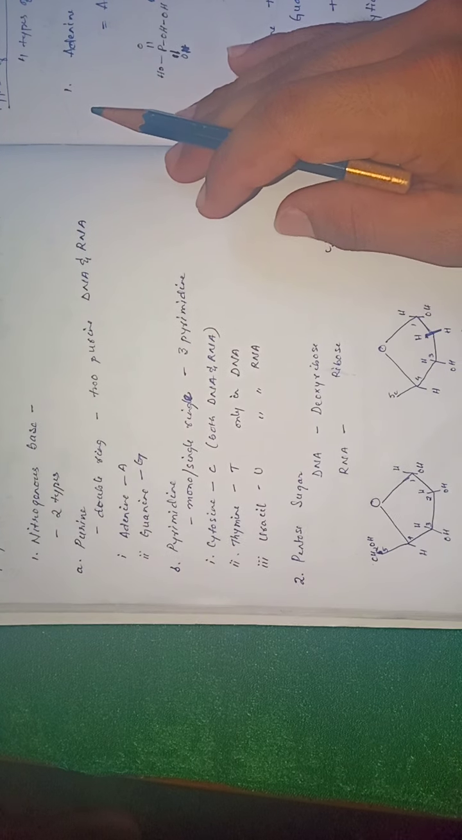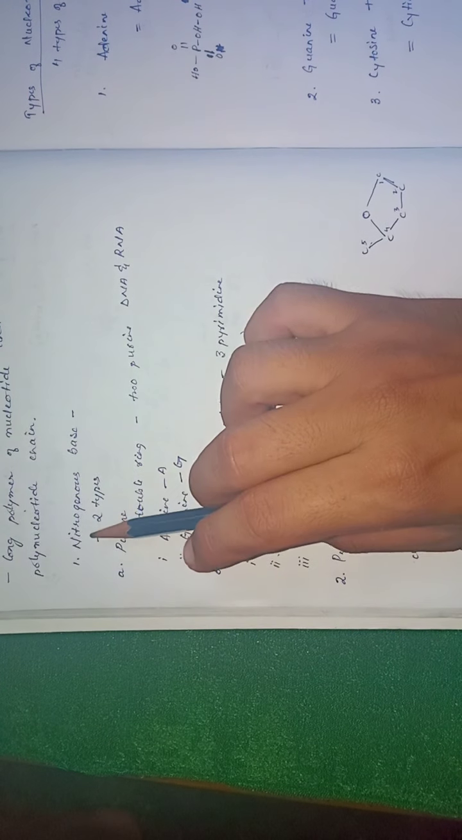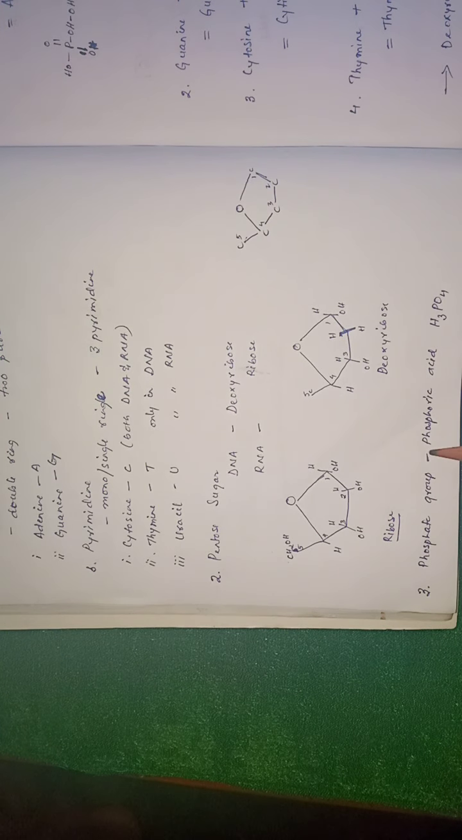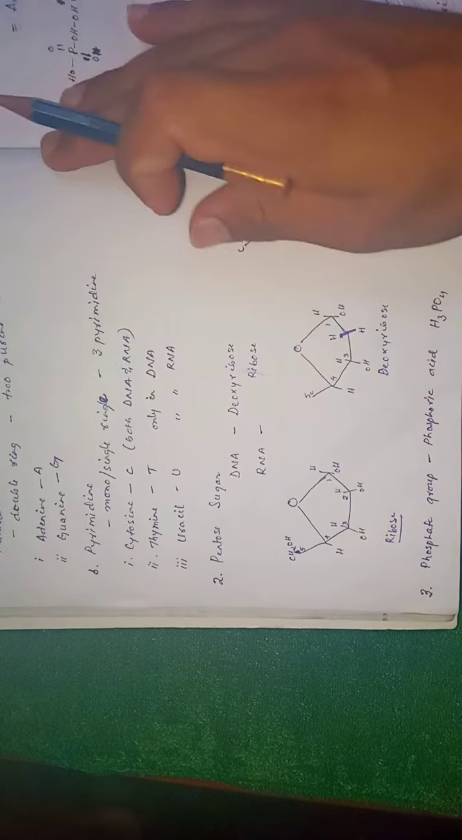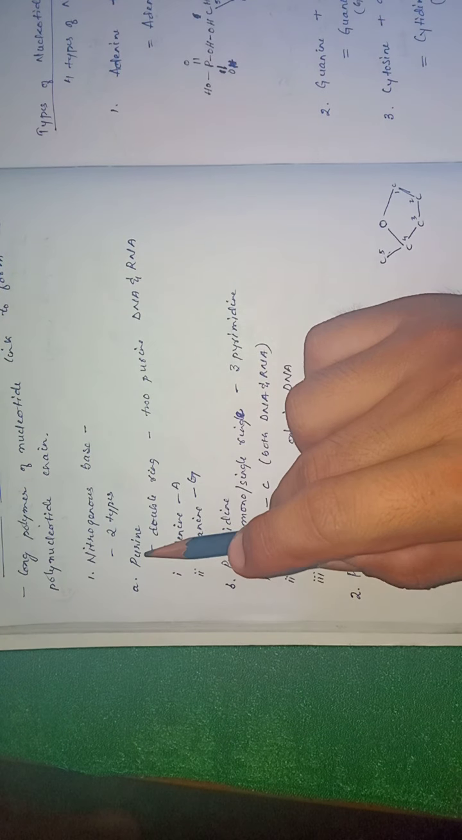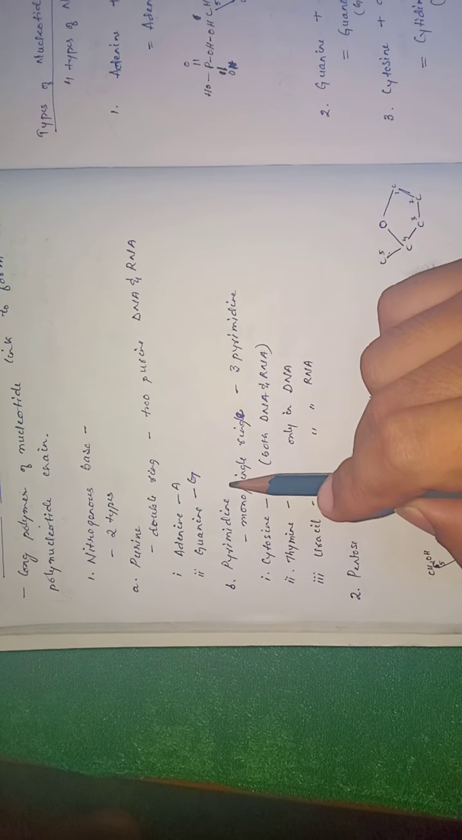Chemically, a nucleotide consists of three components. The first is the nitrogenous base, the second is the pentose sugar, and the third is the phosphate group or phosphoric acid. Let's first discuss the nitrogenous base. There are two types of nitrogenous bases. The first one is purine and the second is pyrimidine.